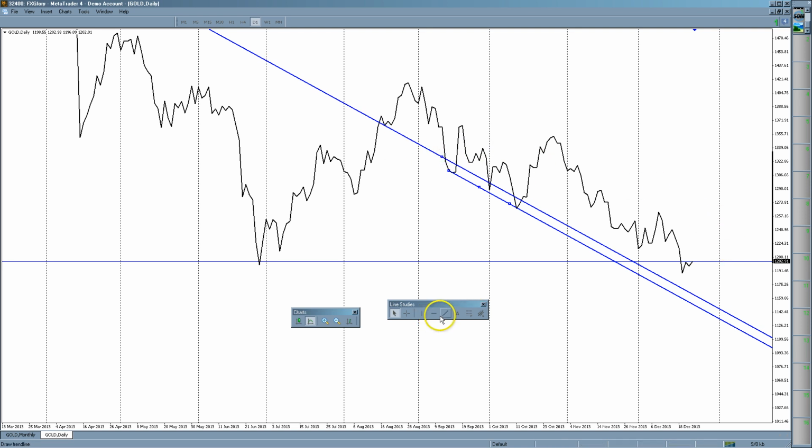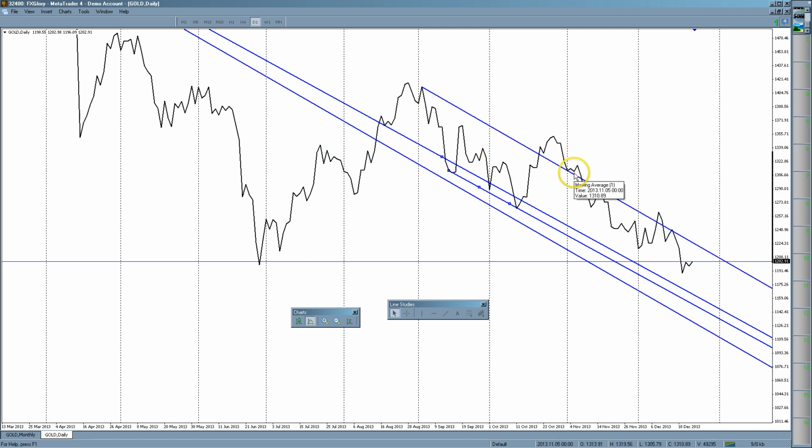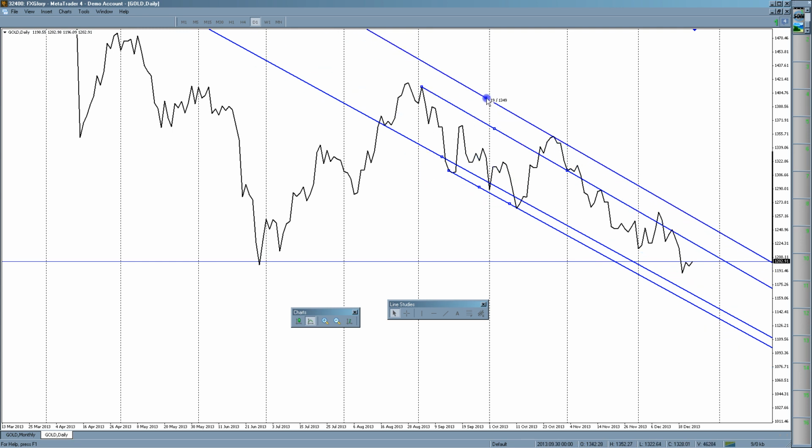Now this is like Andrews pitchfork, but it's kind of like a channel envelope, an equidistant channel envelope. So you kind of try to find your band of low risk entry along the down stairway.